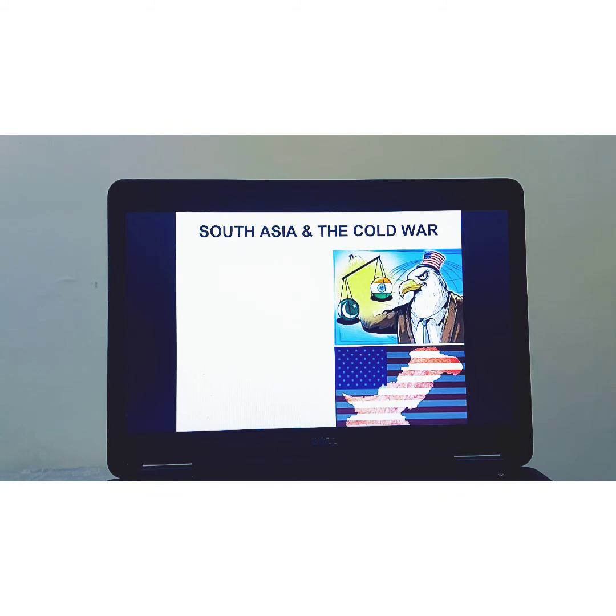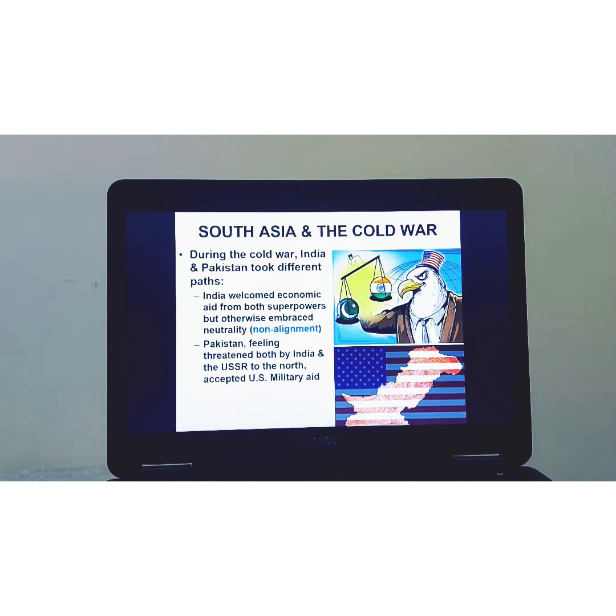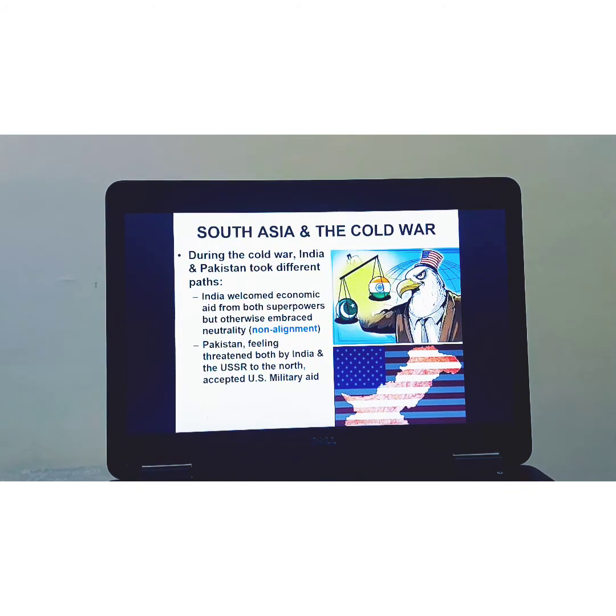South Asia and the Cold War. During the Cold War, India and Pakistan took different paths. India welcomed economic aid from both superpowers but otherwise embraced neutrality, non-alignment. Pakistan, feeling threatened both by India and by the USSR, the Soviet Union, to the north, accepted US military aid.